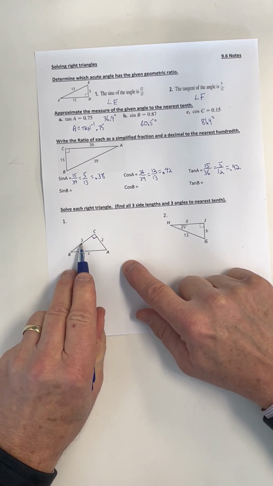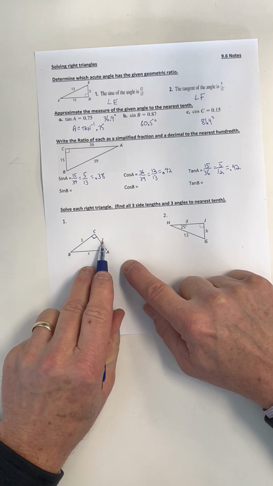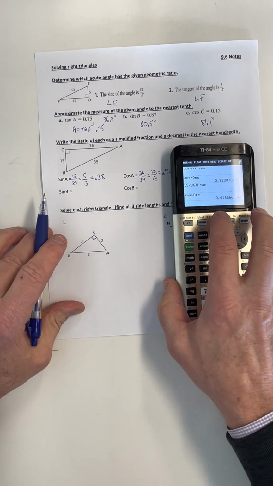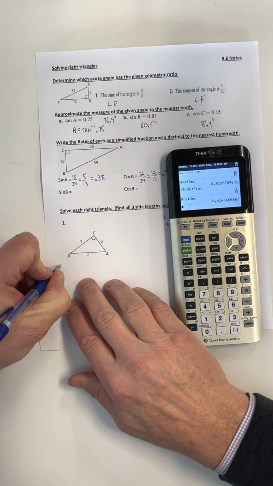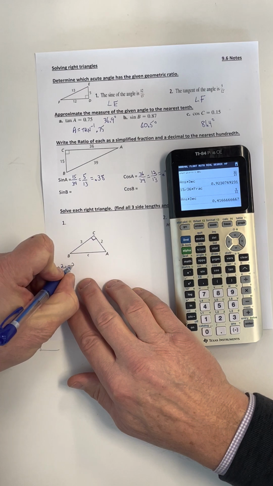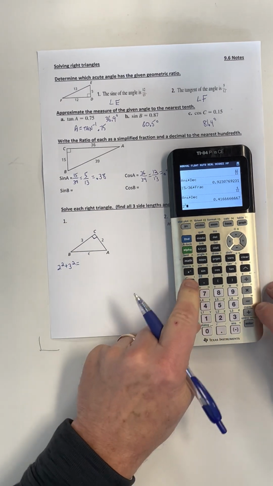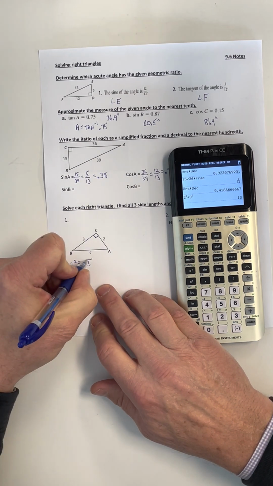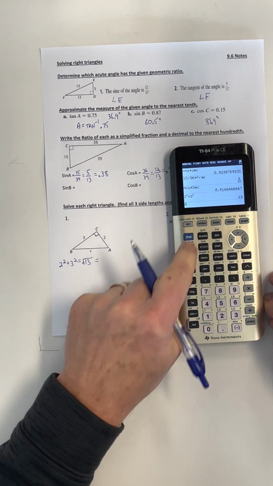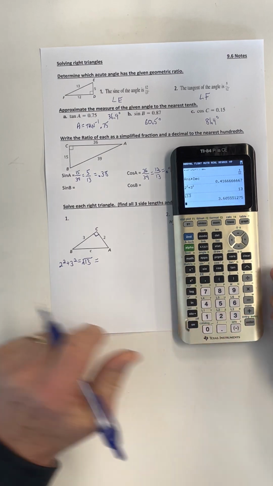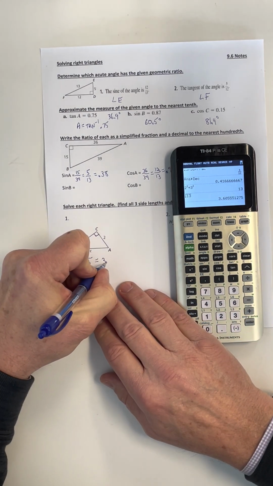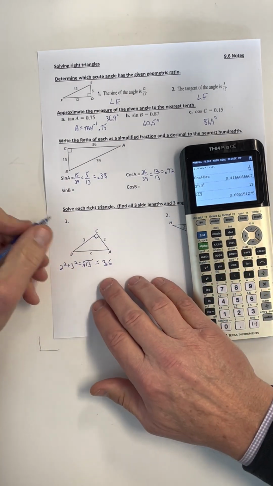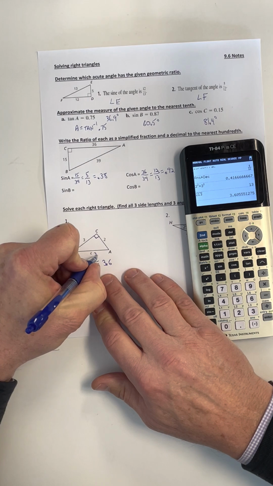The first thing you do, if you've got two side lengths, is you use the Pythagorean theorem and find the third side. So that would be 2 squared plus 3 squared is 13. Then take the square root of it, and you get about 3.6. All the numbers you're going to do to the nearest tenth. So write it in the picture. So side C is 3.6.